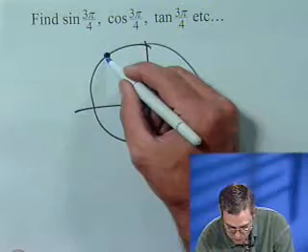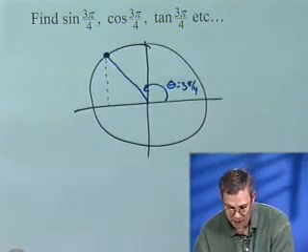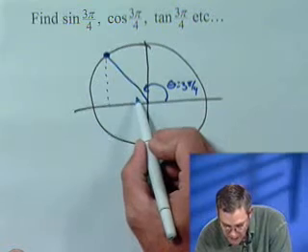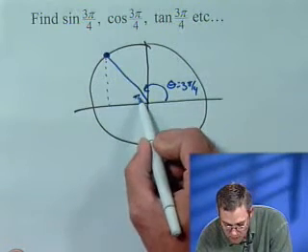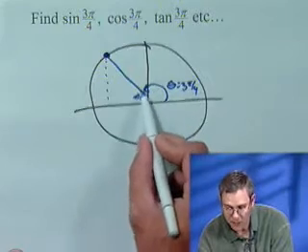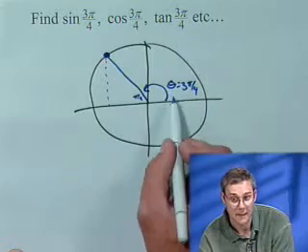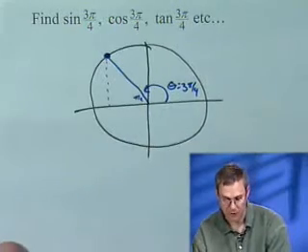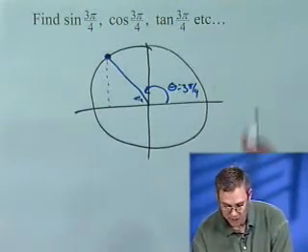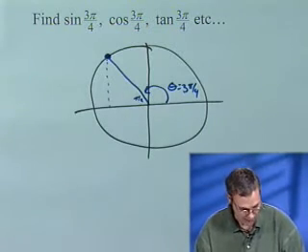Well, notice when I create this little right triangle, I know that this is an angle of pi fourths here, right? This is 3 pi fourths, plus an additional pi fourths would be 4 pi fourths, which is pi. So I know that's an angle of pi fourths. Okay, so let's figure out what the x and y coordinate must be.